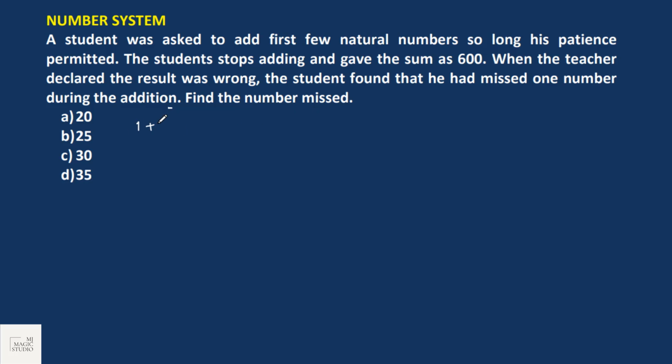That means he was supposed to add 1 plus 2 plus 3 till n, and was supposed to give a total of n into n plus 1 by 2, which he gave as 600. But the teacher said that 600 is the wrong total. Total should be something else. We can use the options, put them with 600, double it up, and check what can be the value of n. That is one method of doing it. I can pick up any number, add up, multiply by 2, and then split up and check whether we are getting n into n plus 1 or not.